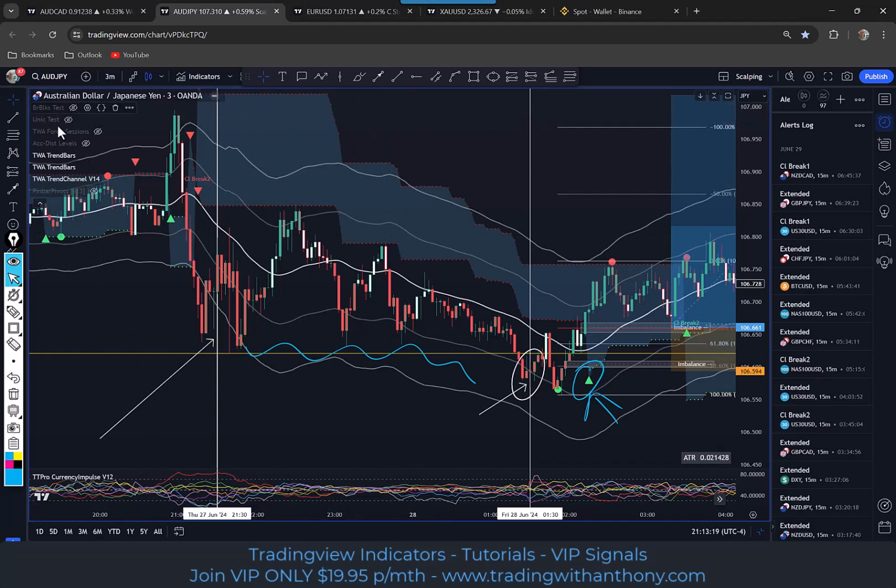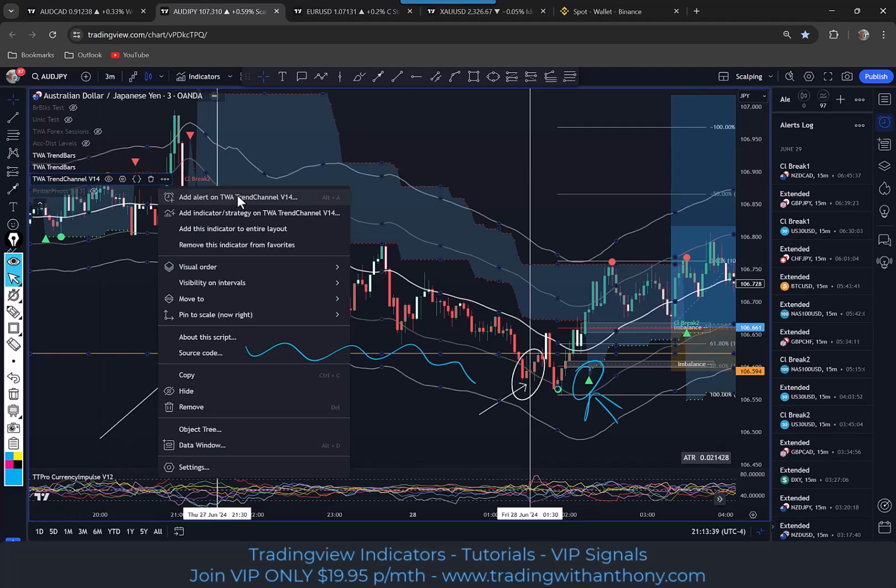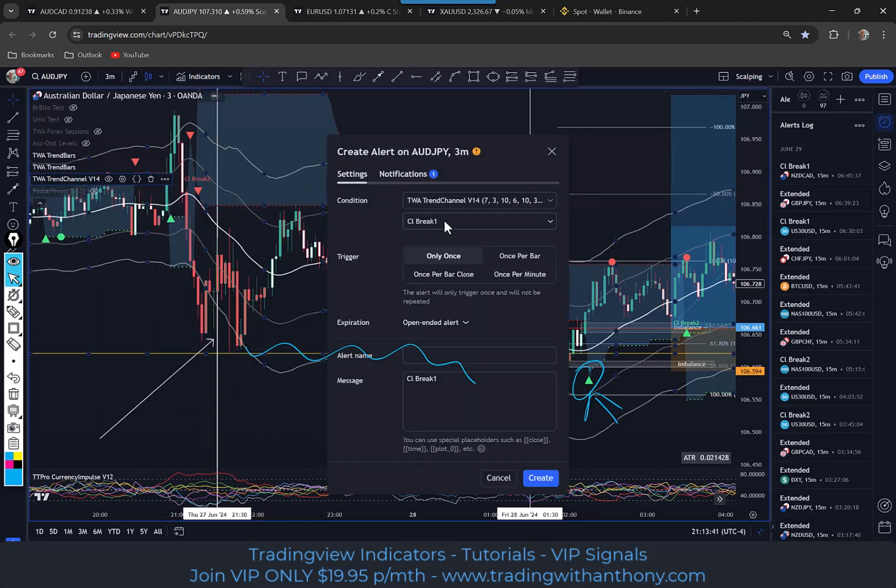So we come over here to the trend channel on the 3-minute time frame, right? And we want this to make a lot of noise because we want to know when this triangle fires. We need to know ASAP. So we can come into the trend channel on the 3M, click the three dots, add an alert, and in this case I'm going to go cloud break 1. That's going to be the first alert that I want, and only once.